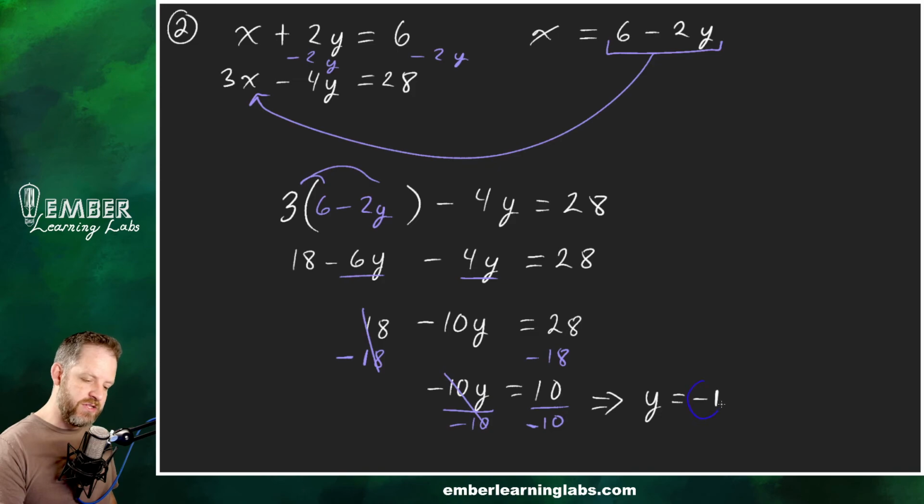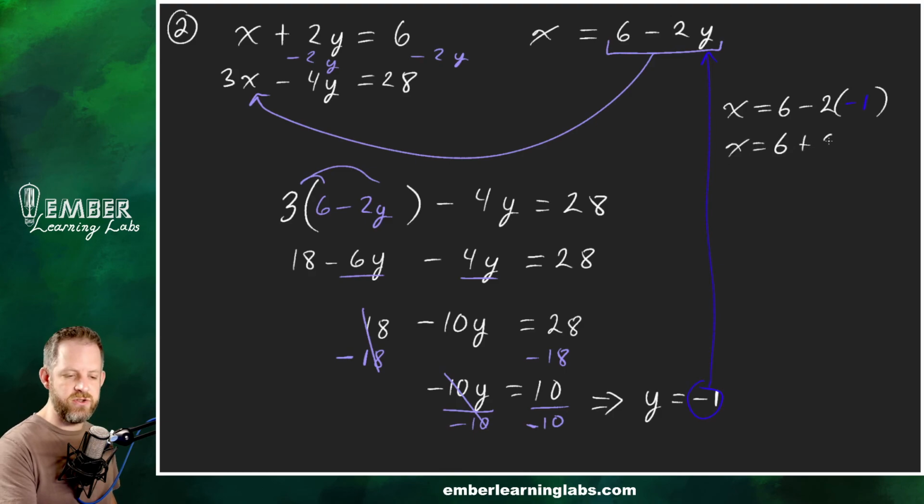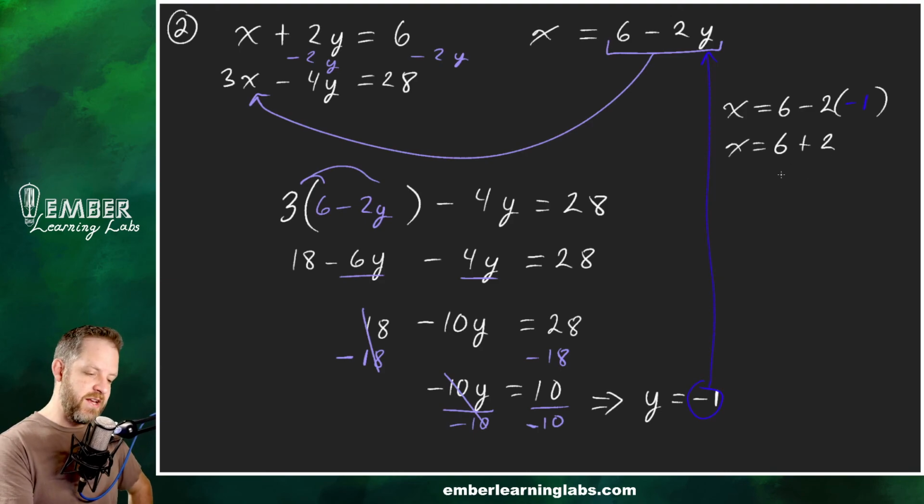So we're going to take this one and substitute it in. Now you can substitute it in any one of these places, but kind of like the last one, I'm going to substitute it in the one that's solved for x because that's going to be the easiest place to sub it. Right? So x equals 6 minus 2 times, and then sub in negative 1. All right, so x equals 6 plus 2, because negative 2 times negative 1 is 2. 6 plus 2 is 8, so x equals 8.